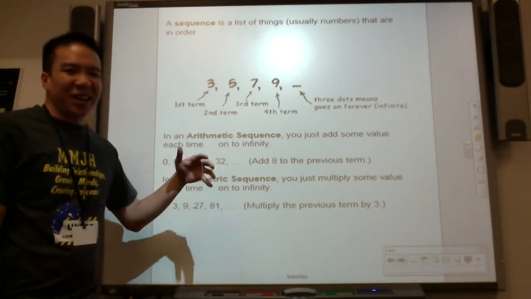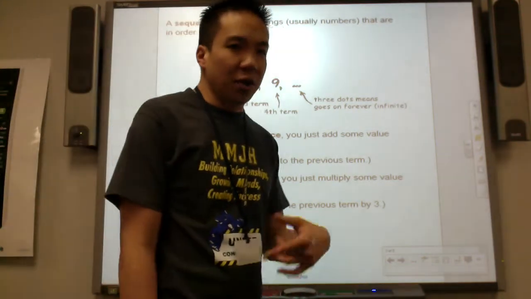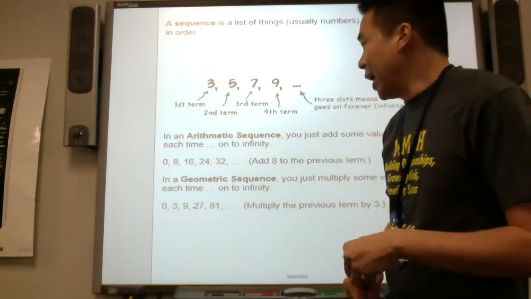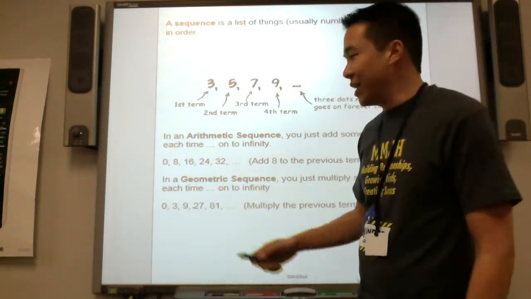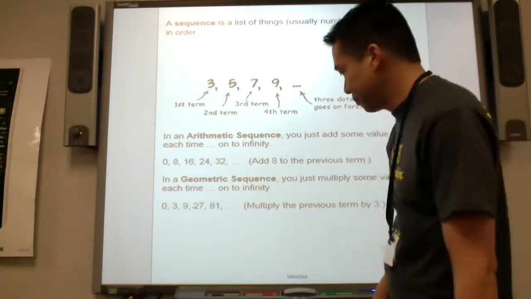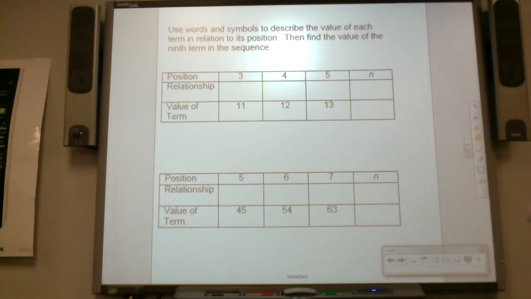Sometimes you might hear me using the words arithmetic sequence or geometric sequence. If you can't really memorize these words, that's fine, as long as you can figure out the pattern and find what it's going by. Is it increasing by adding or is it increasing by multiplying? Use words and symbols to describe the value of each term in relation to its position.